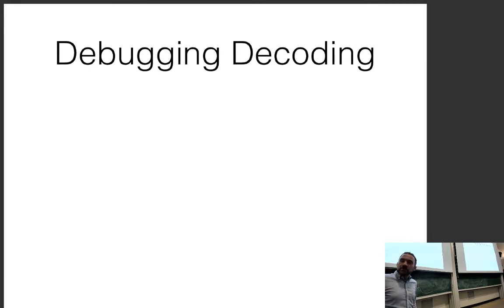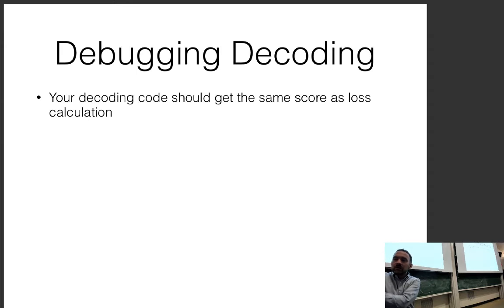Another thing that you can do is debug your decoding or your sentence generation if you're doing something like a sequence model. And the key here is that when you're doing decoding or sentence generation, you're essentially calculating the likelihood of the output, right? You're trying to find an output that gives you a good likelihood or a high probability. So within your decoding code, you'll be searching over various things. You'll be calculating which one has the highest probability. So in the end, you'll get an output and you'll get a probability for that output.